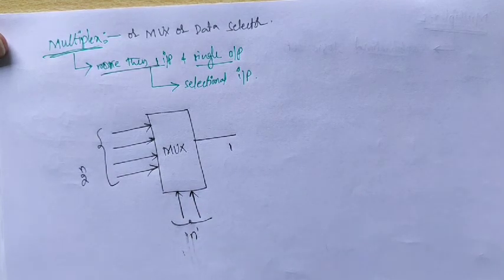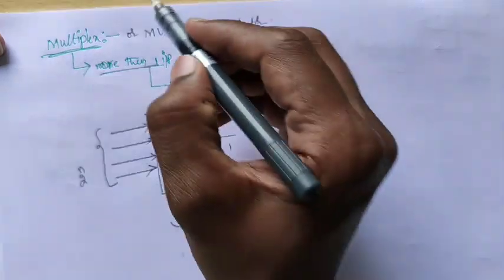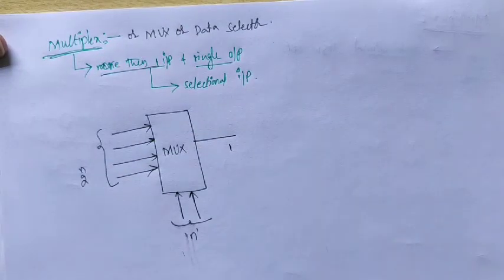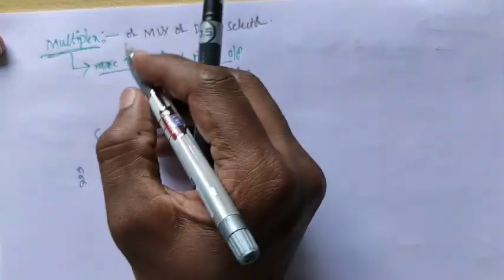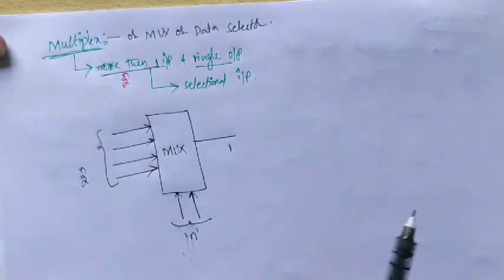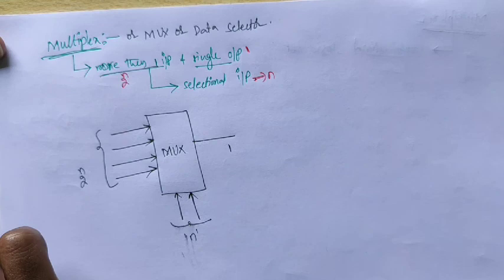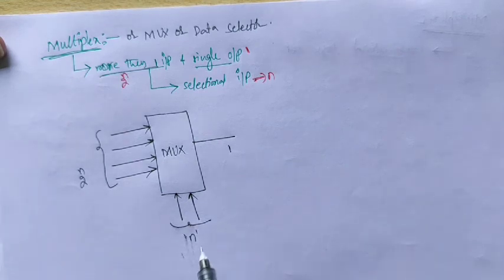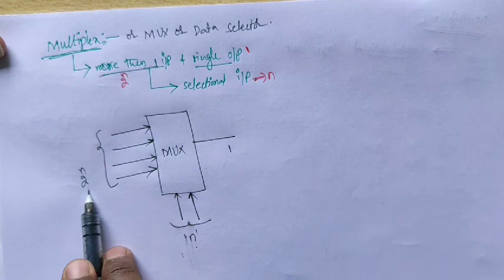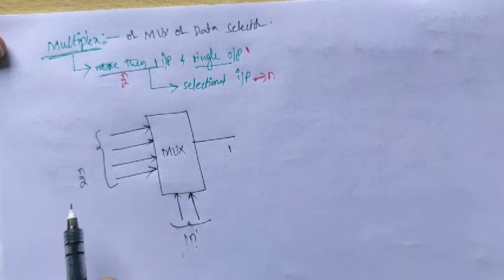It is a combinational logic circuit. It consists of 2 to the power of n input lines, a single output, and n selection lines. That means it consists of n selection lines, 2 to the power of n input lines, and a single output. These 2 to the power of n input lines are selected by the n selection lines.